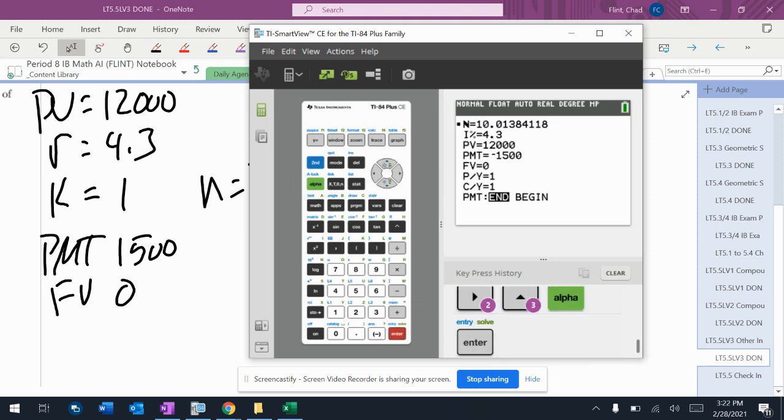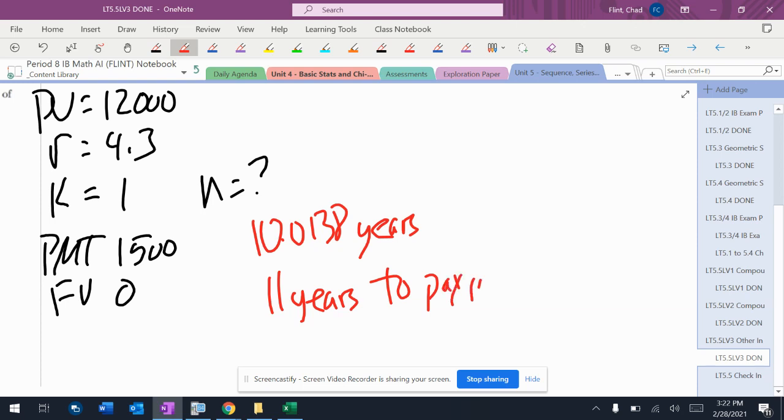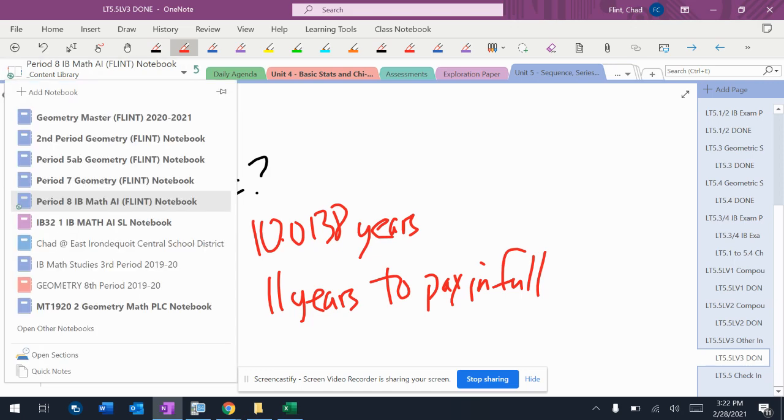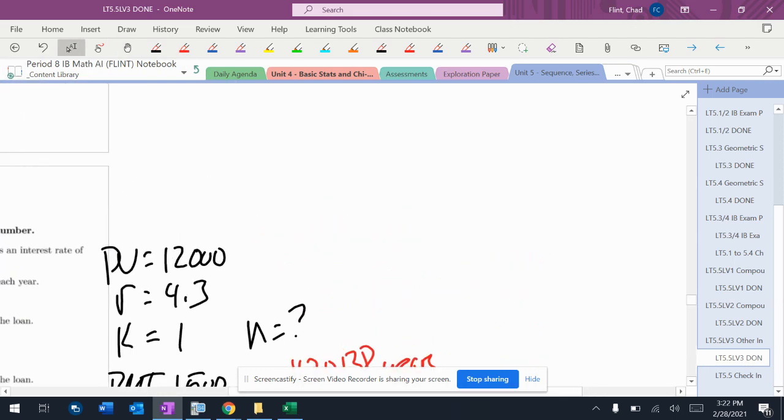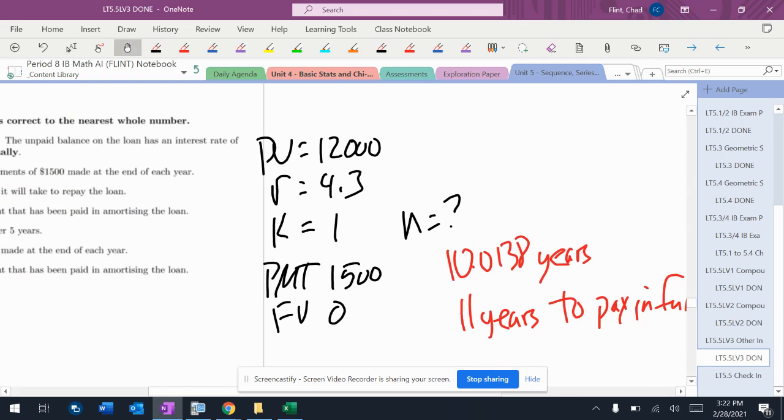Also, it is 10.0138 years, which means it's going to take me 11 years to pay in full. My last payment won't be $1,500, but more than likely what would happen is you would pay 10 years and your last payment would be $1,500 plus 10 extra bucks or something, because that's how loans typically work.